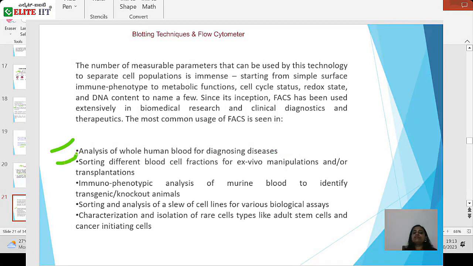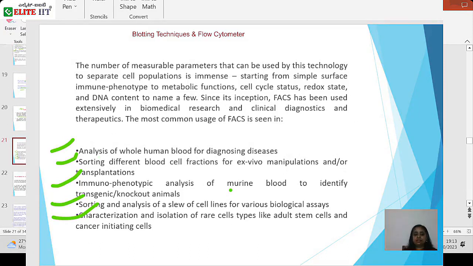Now, sorting different blood cell fractions for ex vivo manipulations, immunophenotype analysis of murine blood to identify transgenic or knockout animals, sorting and analysis of a slew of cell lines, characterization or isolation of rare cell types, adult stem cells, and cancer initiating cells. Everything can be identified. We are sorting actually cells here. So you can identify different cells.